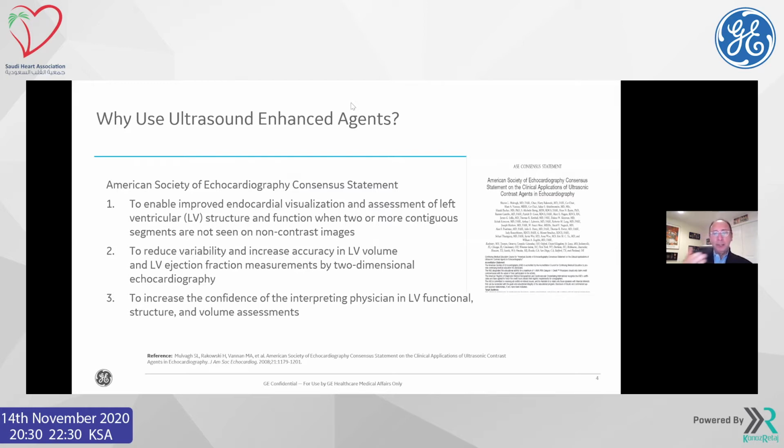So besides the two or more contiguous segments, why do we use it? We increase the accuracy of the volume and the ejection fraction in 2D, right? And that also gives the audience, the physicians, and also the sonographers that are acquiring the image some confidence as to how to interpret what they're seeing, what the function is, and when you go back and measure your 2D images, you'll have a better assessment as to what the outcome is going to be for those measurements. So that's one of the reasons we use it.